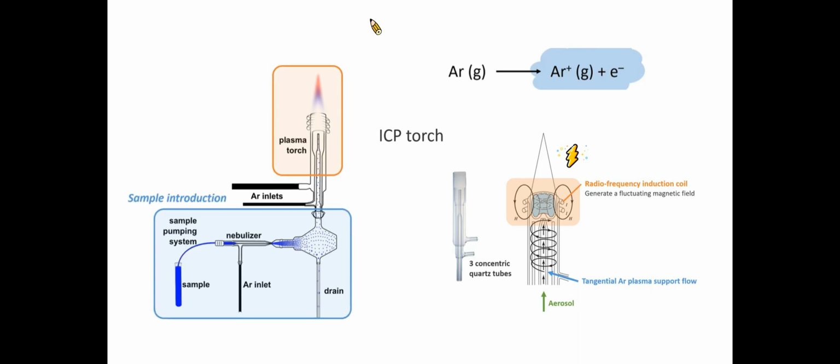The inductively coupled plasma tends to be quite stable and reproducible. The combination of high temperature with chemically inert environment reduces the matrix effect in the plasma relative to other atomization sources, but it does not eliminate them, and matrix effects must always be considered.